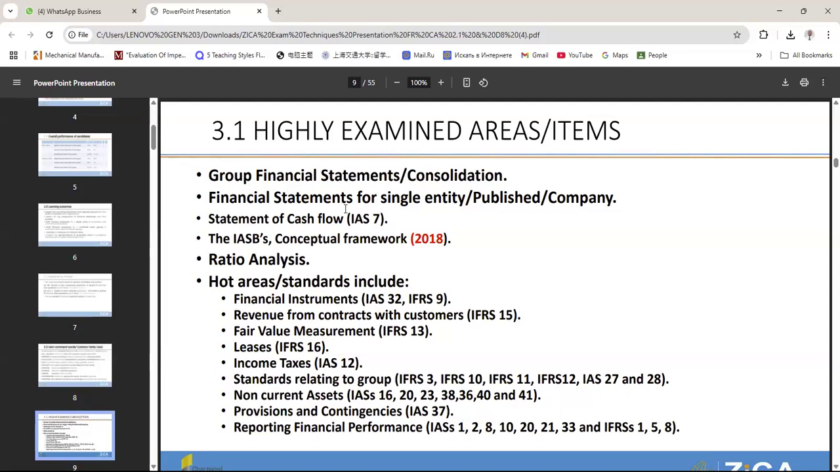interest and dividends. Hello, am I audible enough? Hello?